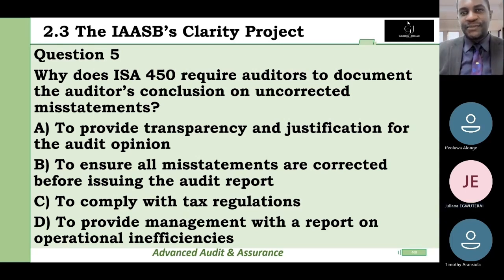Why does ISA 450 require auditors to document the auditor's conclusion on uncorrected misstatements? A, to provide transparency and justification for the audit opinion. B, to ensure all misstatements are corrected before issuing the audit report. C, to comply with tax regulations. D, to provide management with a report on operational inefficiencies. It's clearly A. All right, clearly A. Okay, that'll be the end.